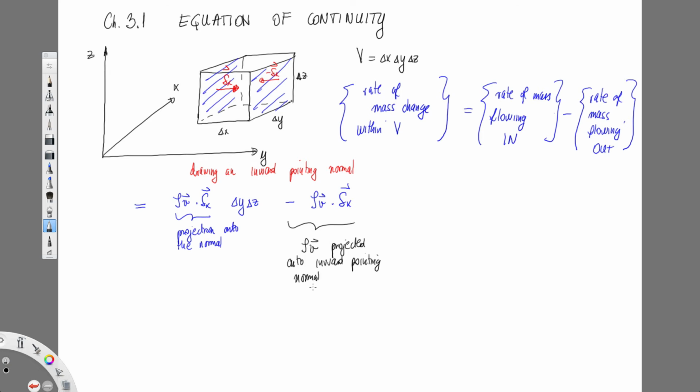And since it's oppositely oriented, that's why I'm saying it's coming out and it has this minus sign. Also times delta y, delta z. So this can be interpreted as rho v dot minus delta x.